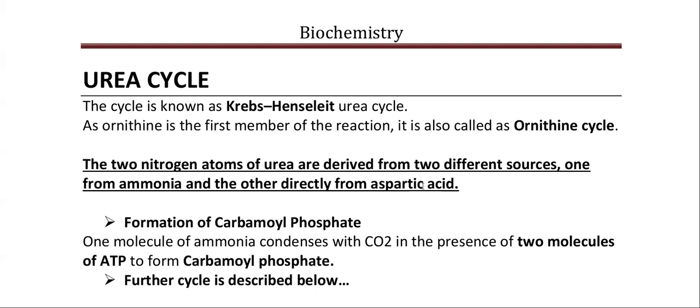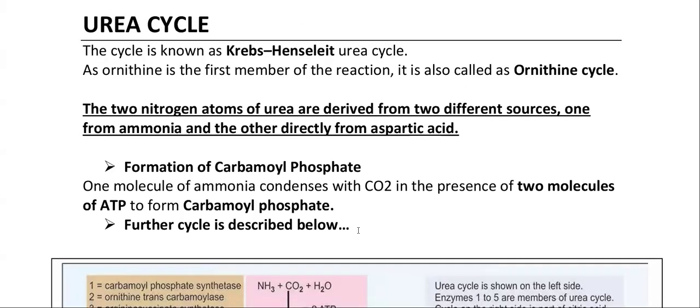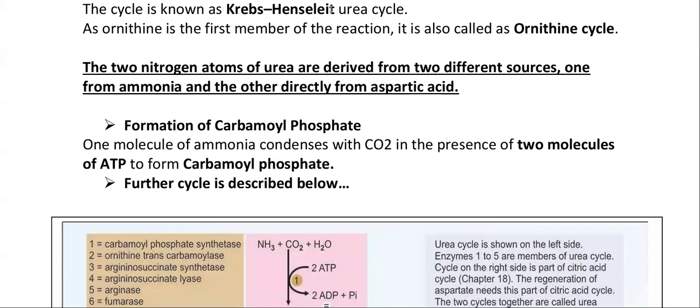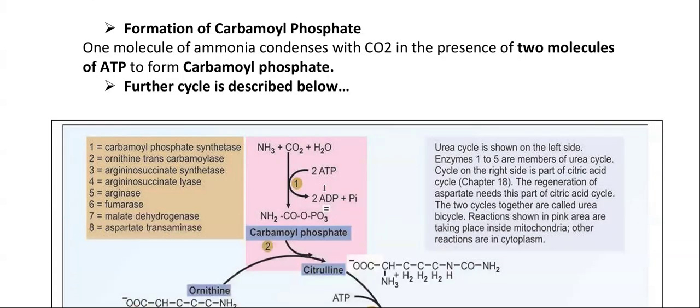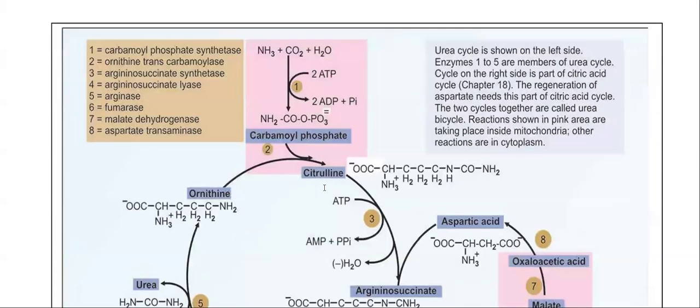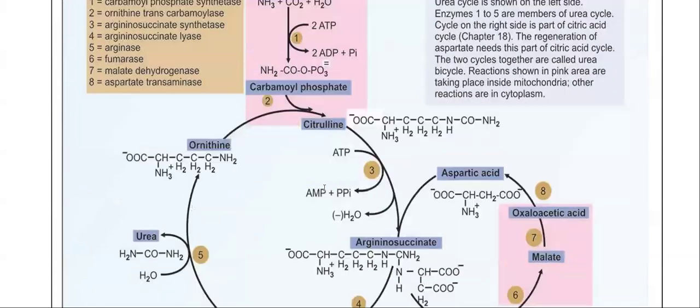acid. Formation of carbonyl phosphate: one molecule of ammonia condenses with carbon dioxide in the presence of two molecules of ATP to form carbonyl phosphate. Further cycle is described below. So here is the cycle.